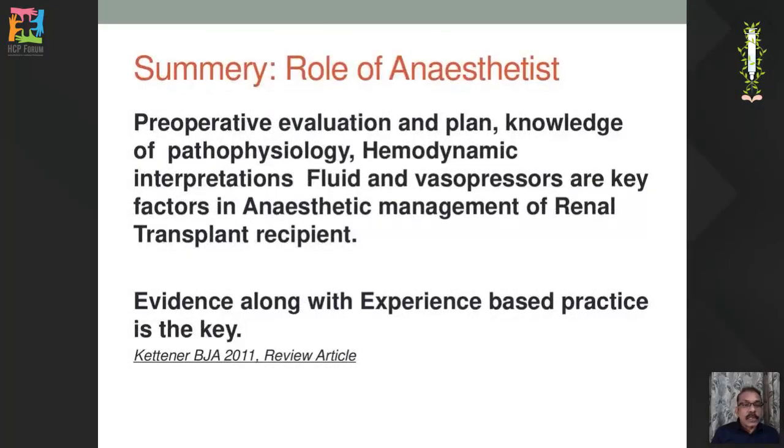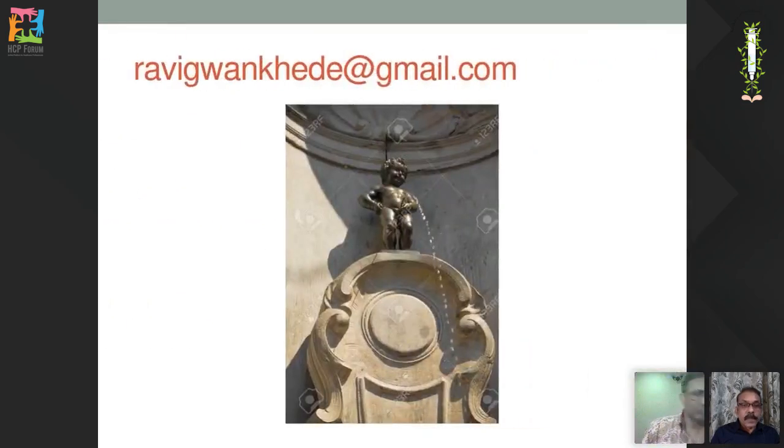So in summary, I would say that preoperative evaluation, the plan, the knowledge of pathophysiology, the hemodynamic interpretation, and the fluid and vasopressors are the key factors in anesthesia management of renal transplant recipients. Evidence along with experience-based practice is the key in managing any patient. So thank you very much.